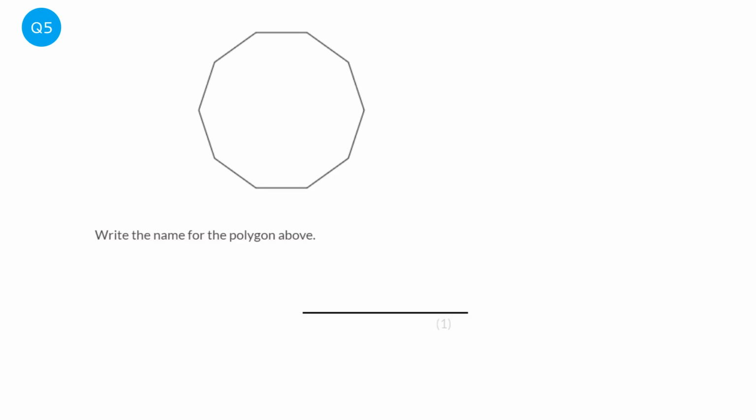So with this question, we need to first of all count how many sides this polygon has. So it's going to be 1, 2, 3, 4, 5, 6, 7, 8, 9, 10. So it's 10 sides. And we just need to know that a 10-sided shape is a decagon. Now we are expected to know all of the names of shapes between 3 and 10 sides, so if you don't know them already, just sit down and learn them.